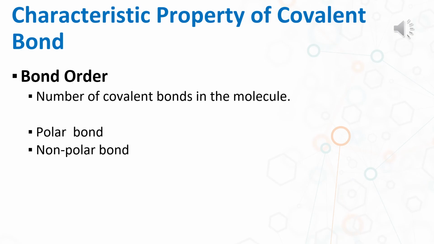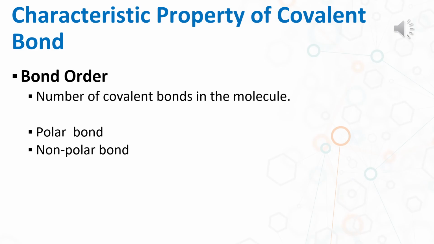Still under characteristic property of covalent bond. So we have the bond order, polar bond, and nonpolar bond. When we say bond order, it refers to the number of covalent bonds between two atoms. So for example, a single bond has a bond order of 1, a double bond has a bond order of 2, and a triple bond has a bond order of 3.